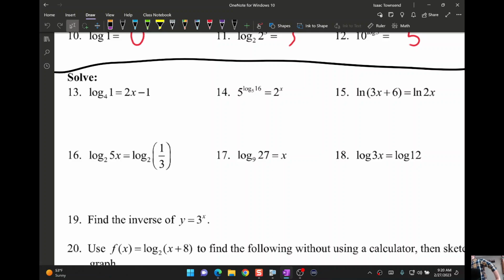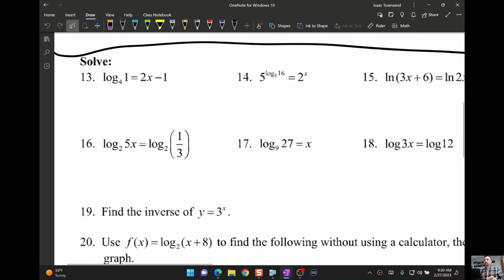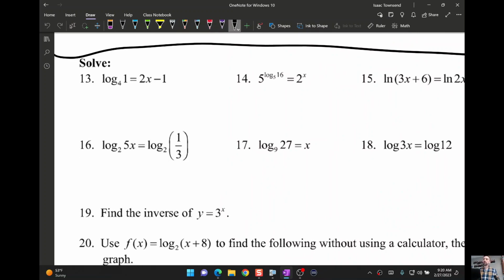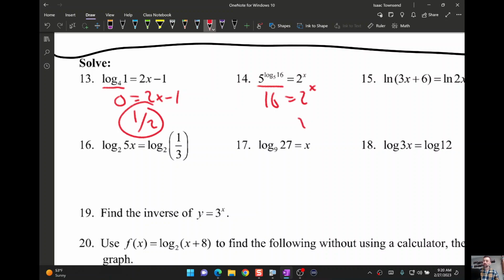Okay, let's see how you did. So again, I'm happy to go more in detail on these, but I'm going to do the quick version first. So 13 and 14, you needed to be able to evaluate this and this. This is 0, which gave you a final answer of a half. And this was 16, which gave you a final answer of 4, not 8.